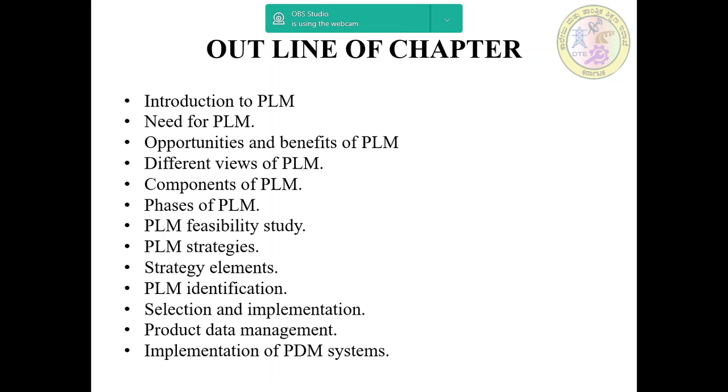These are the main outline of this module number 1. We have already discussed introduction to PLM, need for PLM, opportunities and benefits of PLM, and different uses of PLM in session number 1. Now we will start with components of PLM.